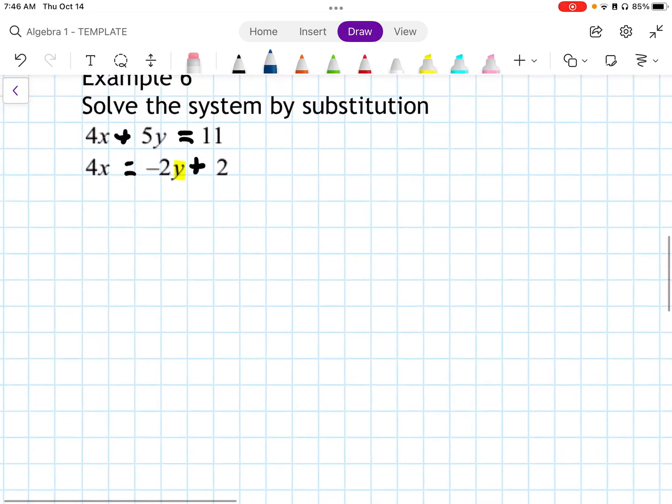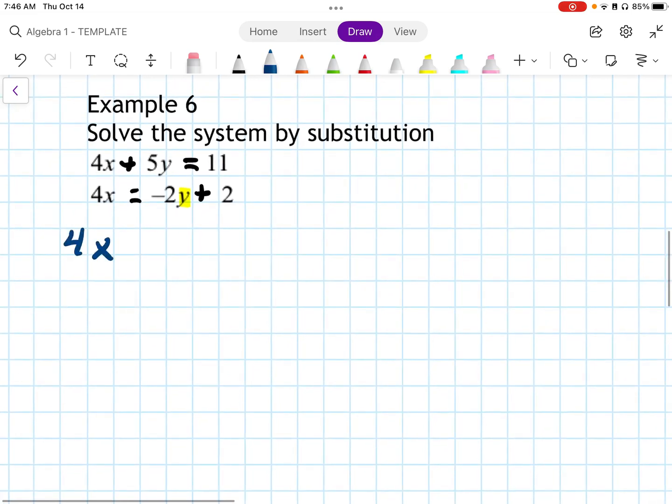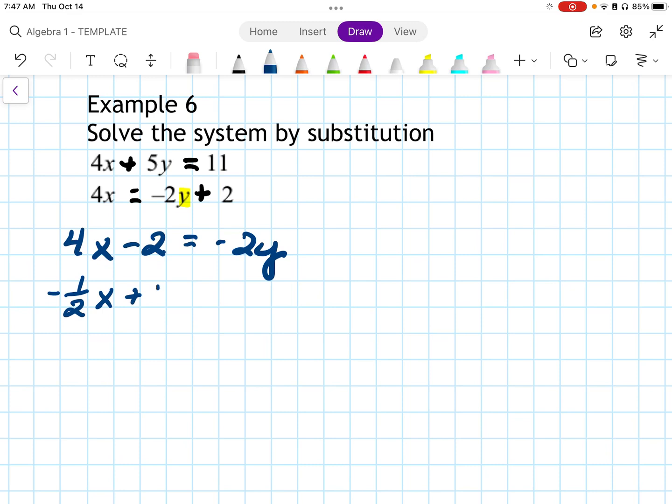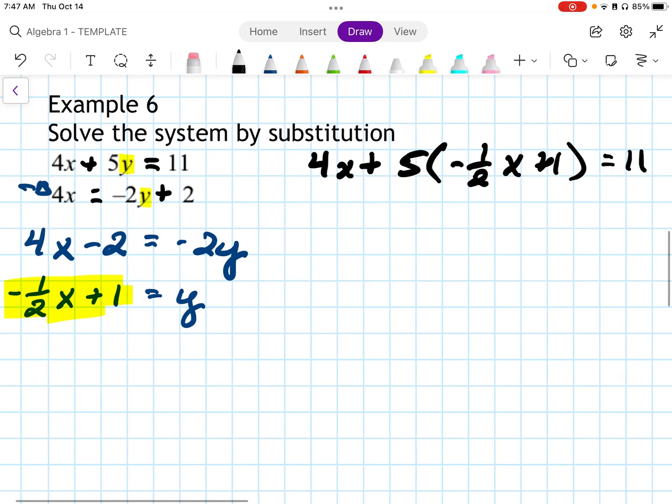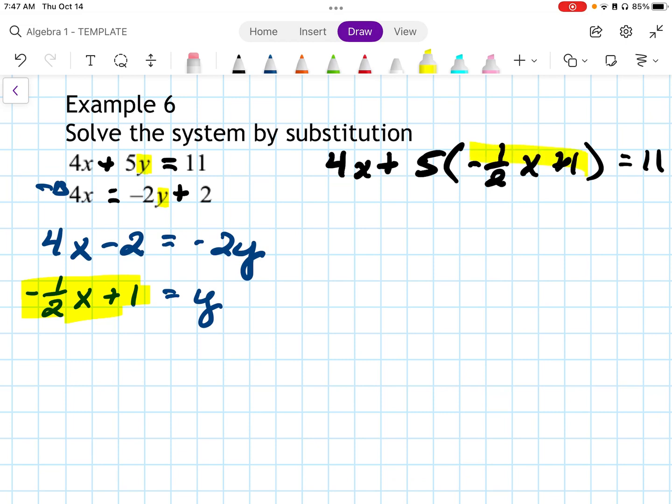If I solve for that, I'd have to subtract the 2, so I'd have 4x minus 2 equals negative 2y. And then dividing by negative 2, I'd have negative 1/2 x plus 1 equals y. Now I have a y equals, and I'm going to plug it back into the other one. You have to plug into the other one, right? We manipulated this bottom equation to get the y equals, and we need to plug into the top one now. So 4x plus 5, parenthesis, negative 1/2 x plus 1 equals 11. All right, I plugged this in.